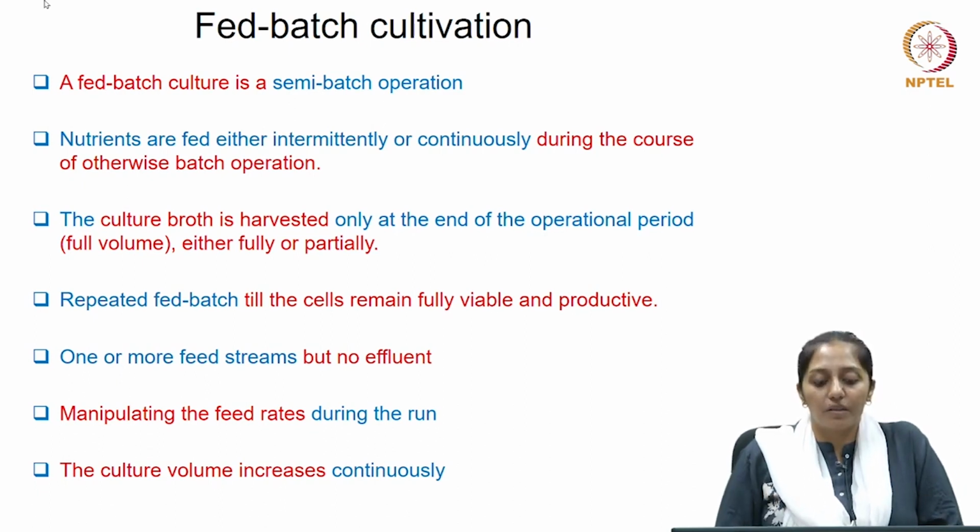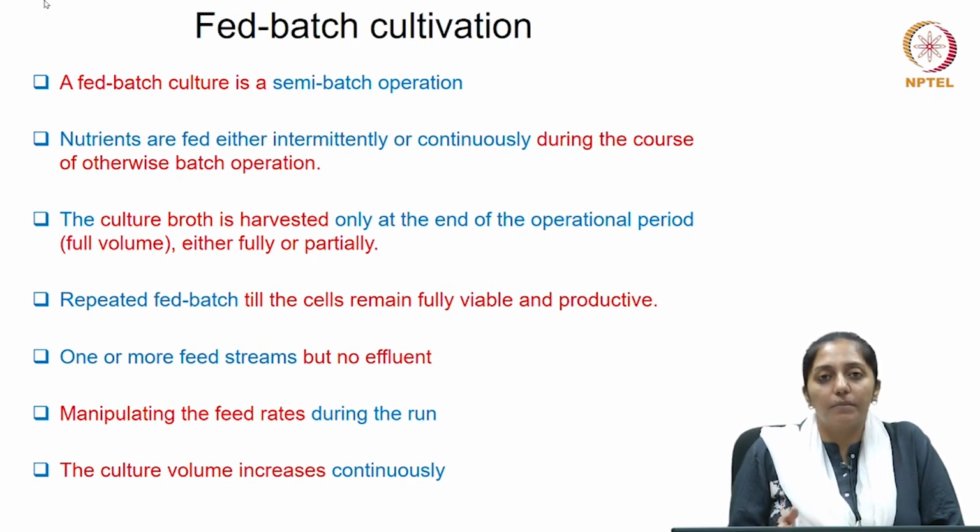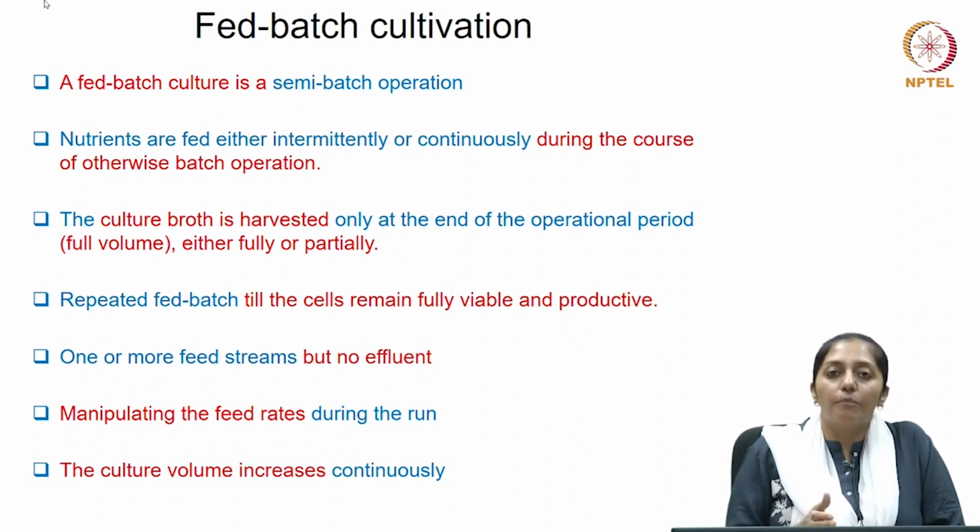Now, repeated fed batch: the fed batch process can be repeated till the cells remain viable or fully viable or productive. One or more feed streams can be used as the inlet feed while there is no outlet stream. There is a choice of manipulating the feed rate. So one has to determine at what rate the feed has to be sent inside the reactor. Then one also has to determine what the feed concentration should be. The substrate concentration in the inlet stream has to be determined.